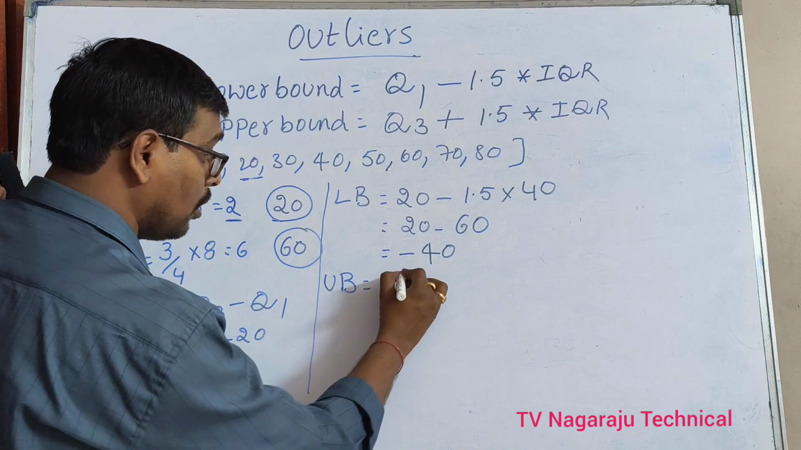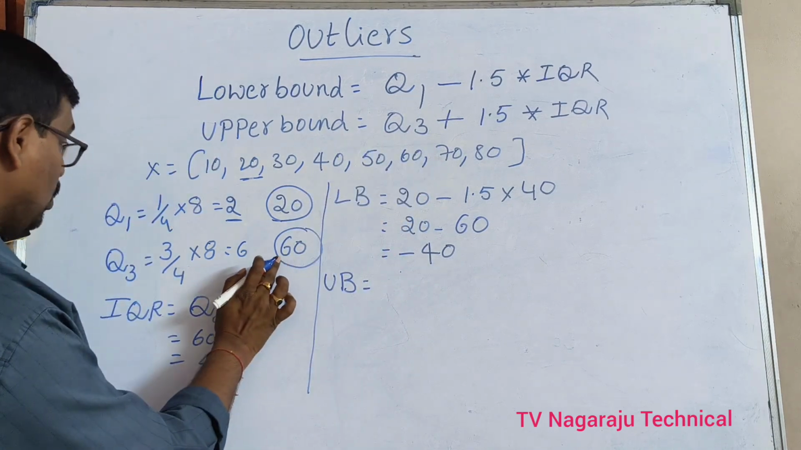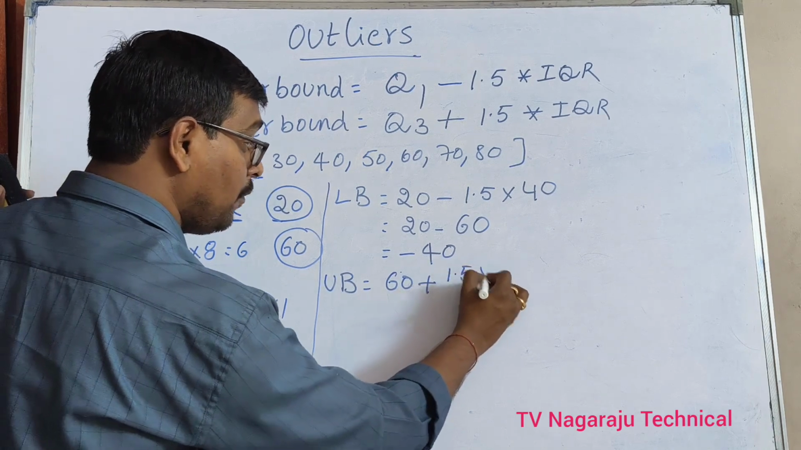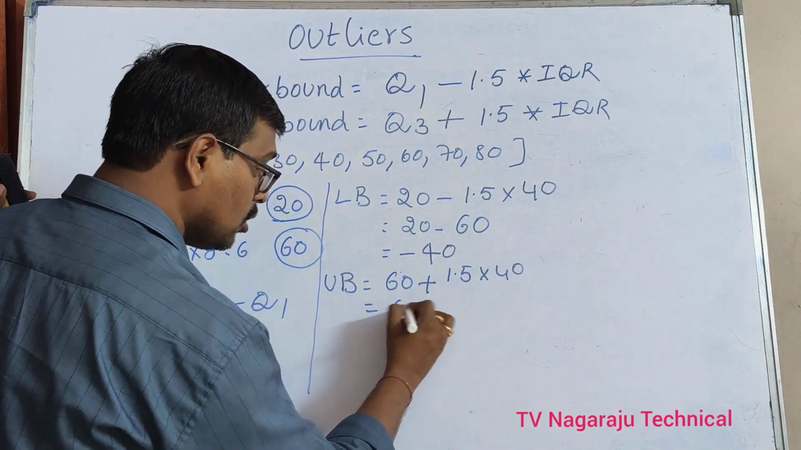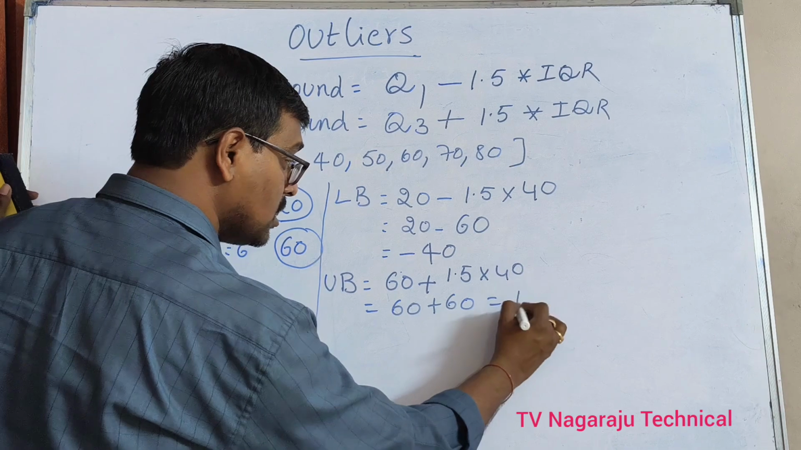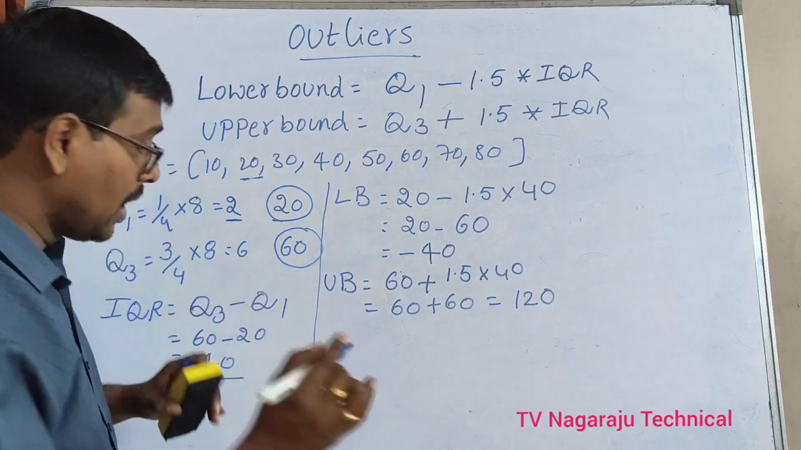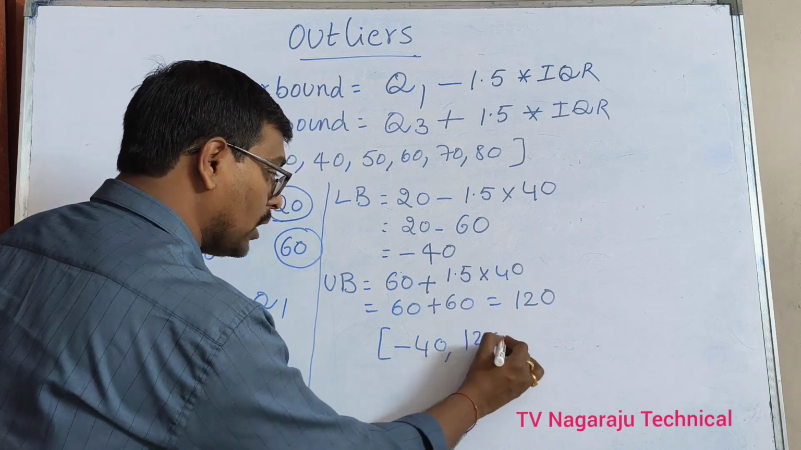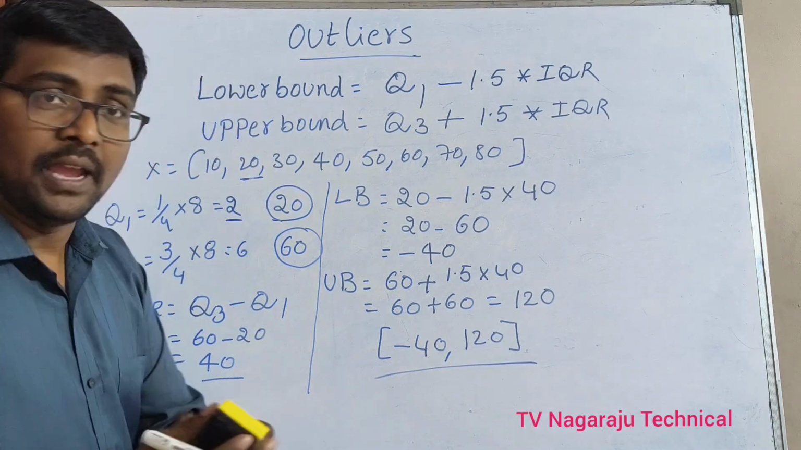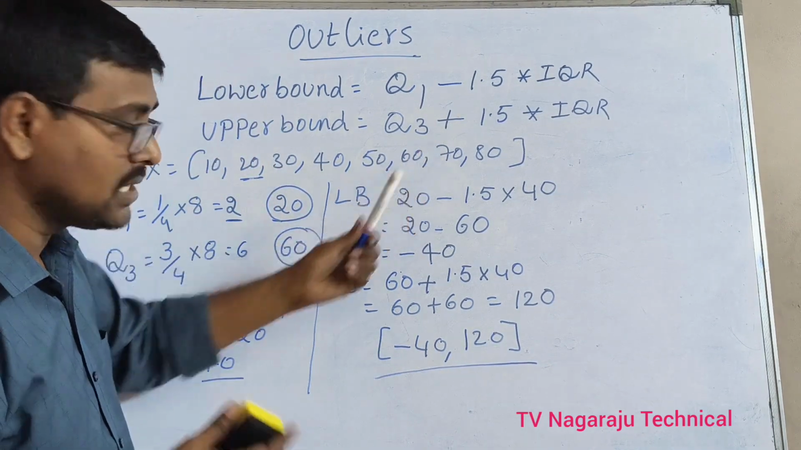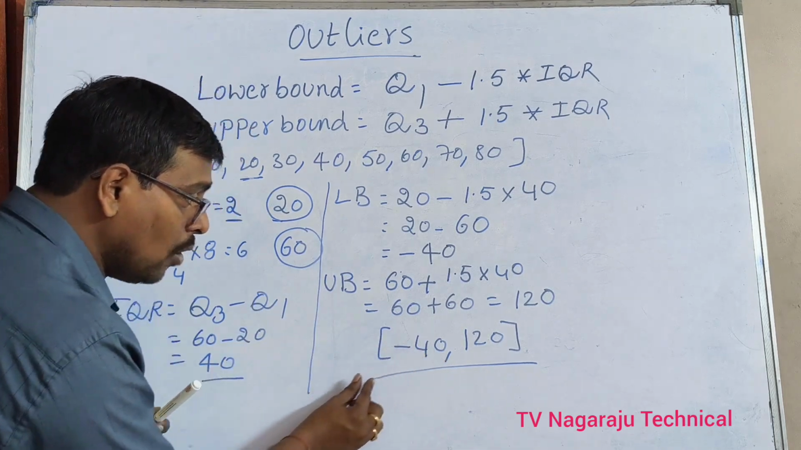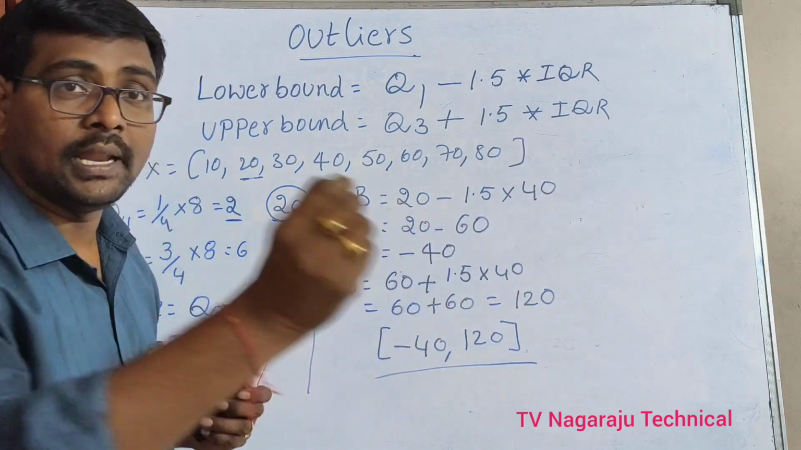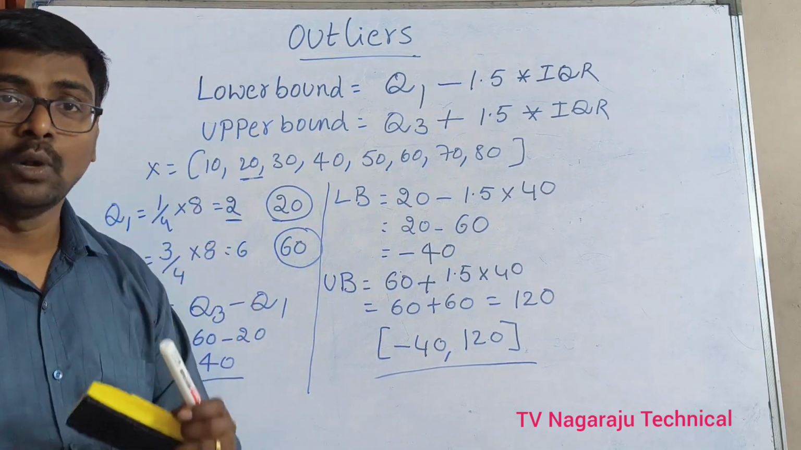Now the upper bound, Q3. What is the value I am getting? 60 plus 1.5 into 40. So 60 plus 60 is equal to 120. Now what is the range we are getting? Minus 40 to 120. If any value in the data set falls below minus 40 and above 120, such points are called outliers.